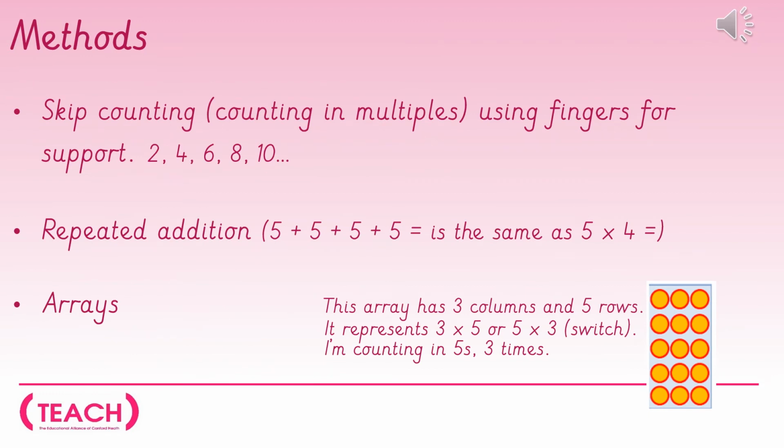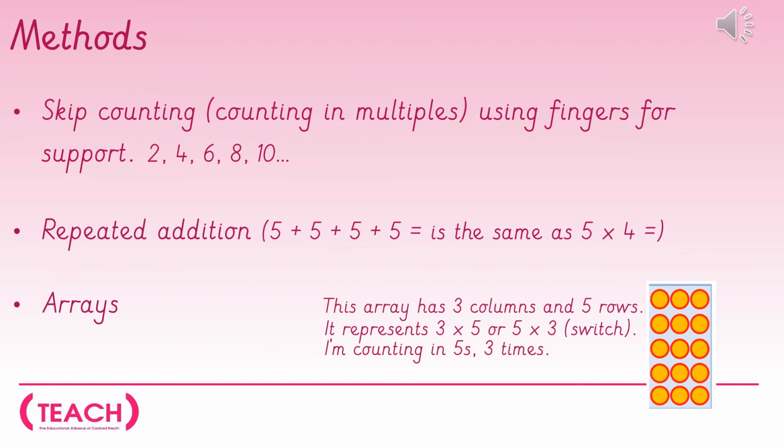So in year 2, we use a range of methods for multiplication. Firstly, we would encourage the children to do their skip counting, where they would be using their fingers for support. 2, 4, 6, 8, 10. There's an example of this in the next couple of slides. And we would also do repeated addition, 5 plus 5 plus 5 plus 5. This is the same as 5 times 4.